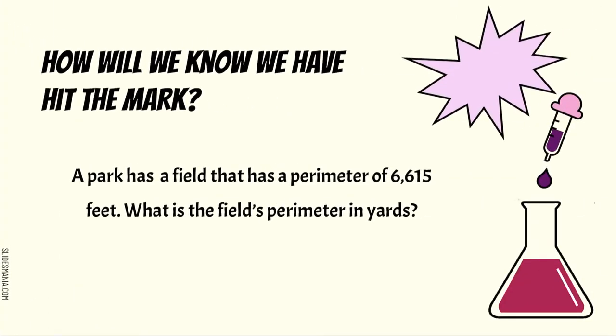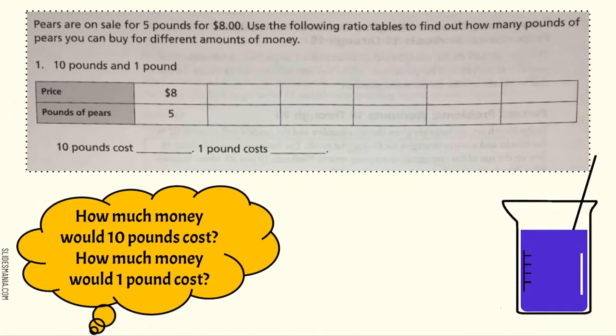So how are we going to know that we've hit the mark or that we've actually learned it? By the end of today's lesson, you're going to be able to answer the following question. A park has a field that has a perimeter of 6,615 feet. What is the field's perimeter in yards? So we're going to move on to our first warm-up. We're going to kind of get our brain going today.